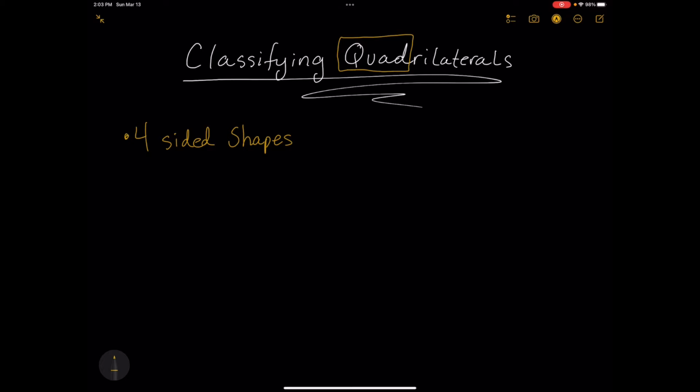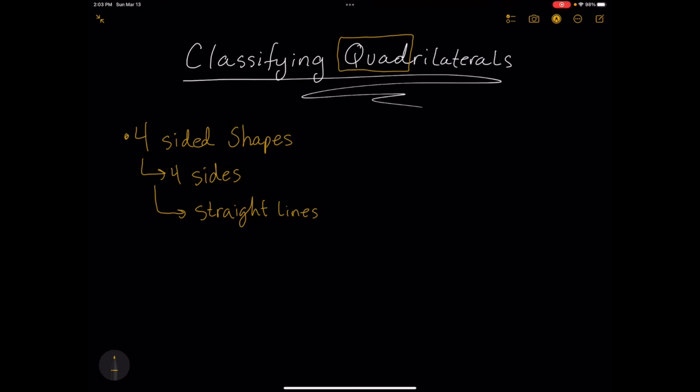Okay? Now, there are a couple things about quadrilaterals for it to be a quadrilateral. So one, it's a four-sided shape. That means it has to have four sides. Okay? These four sides have to be straight lines. So there are four straight lines that make up the sides.